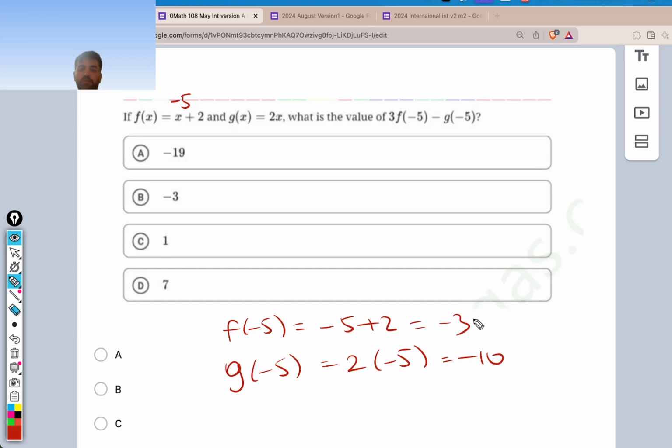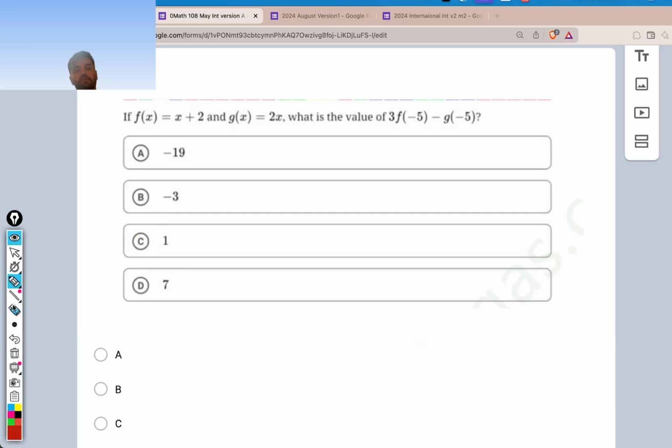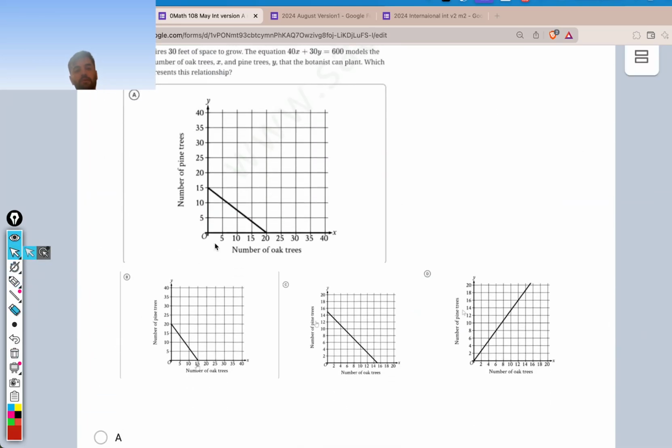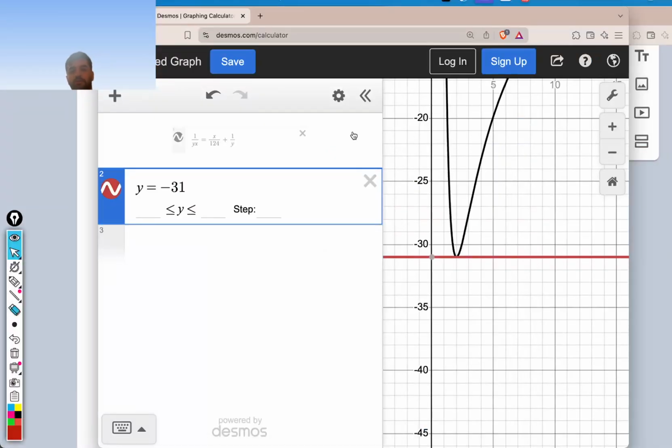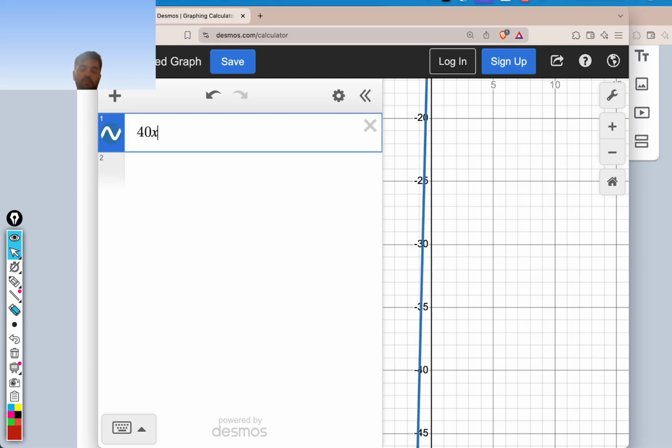Then 3 multiplied by f of negative 5 will be negative 9 minus negative 10, which is equal to 1. C. 6. Write it into Desmos, look which one has the same equation. 40x plus 30y is equal to 600.